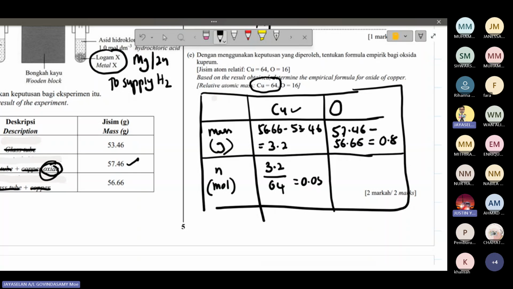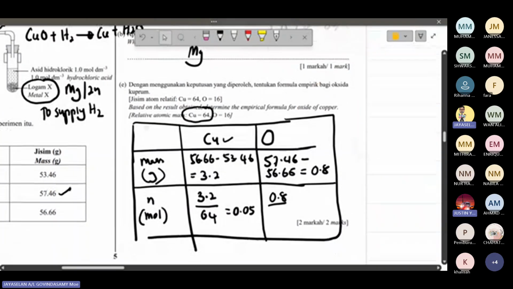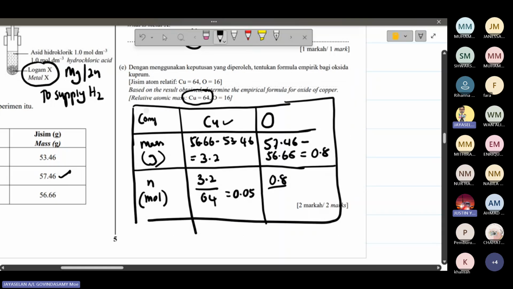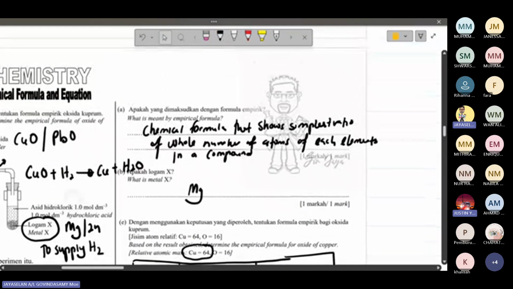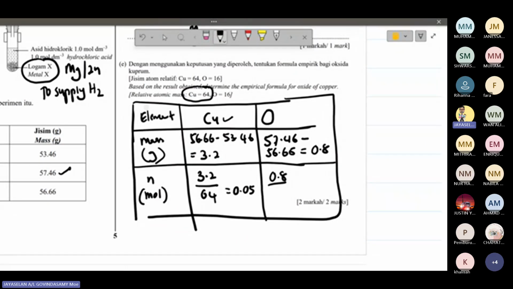Sir, can I ask you something? Just now in the magnesium one, you put up there it was compound. Then here you don't put the compound. You can put element, the element that made up the compound. You can put element, you can put compound, because we want to find the empirical formula of the compound. The compound is made up of elements, so you can put element also. Or you can leave it empty also can.